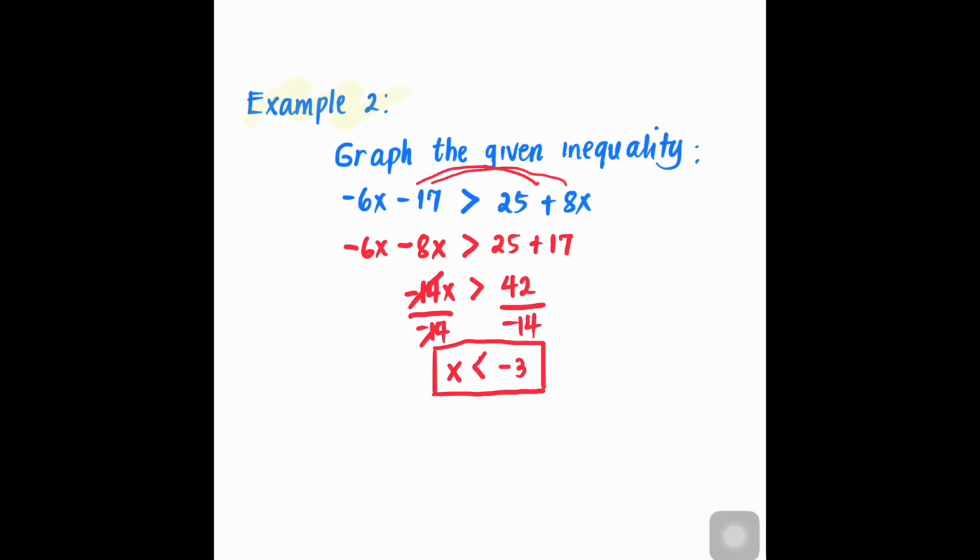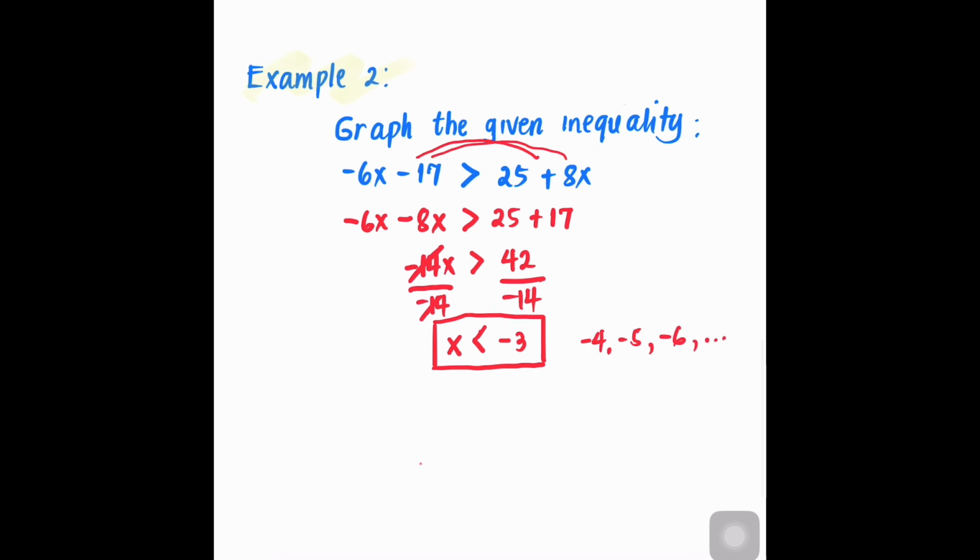So what are the integer values that fall into the solution? x is less than negative 3. So negative 3 is not included. We're looking at numbers that are lower than negative 3. That starts from negative 4, negative 5, negative 6, and so on and so forth.